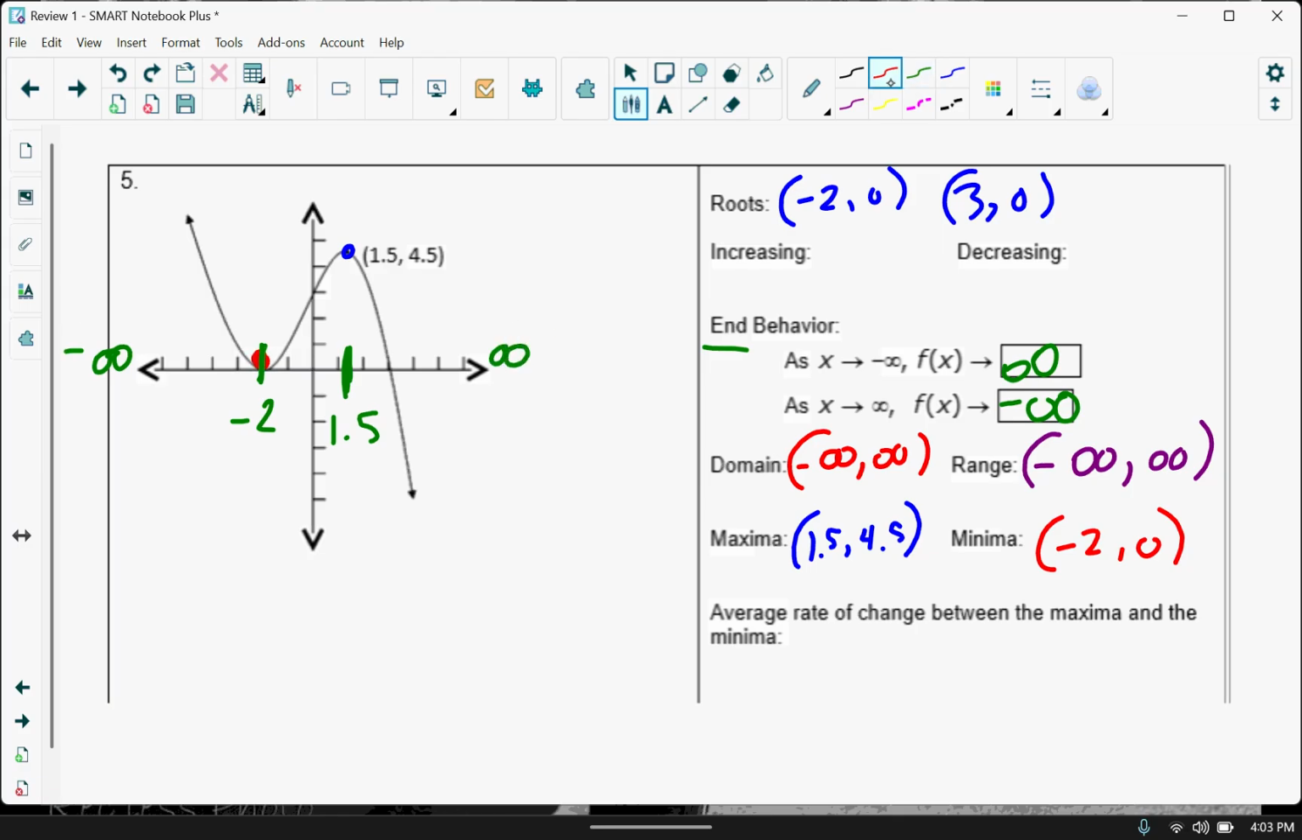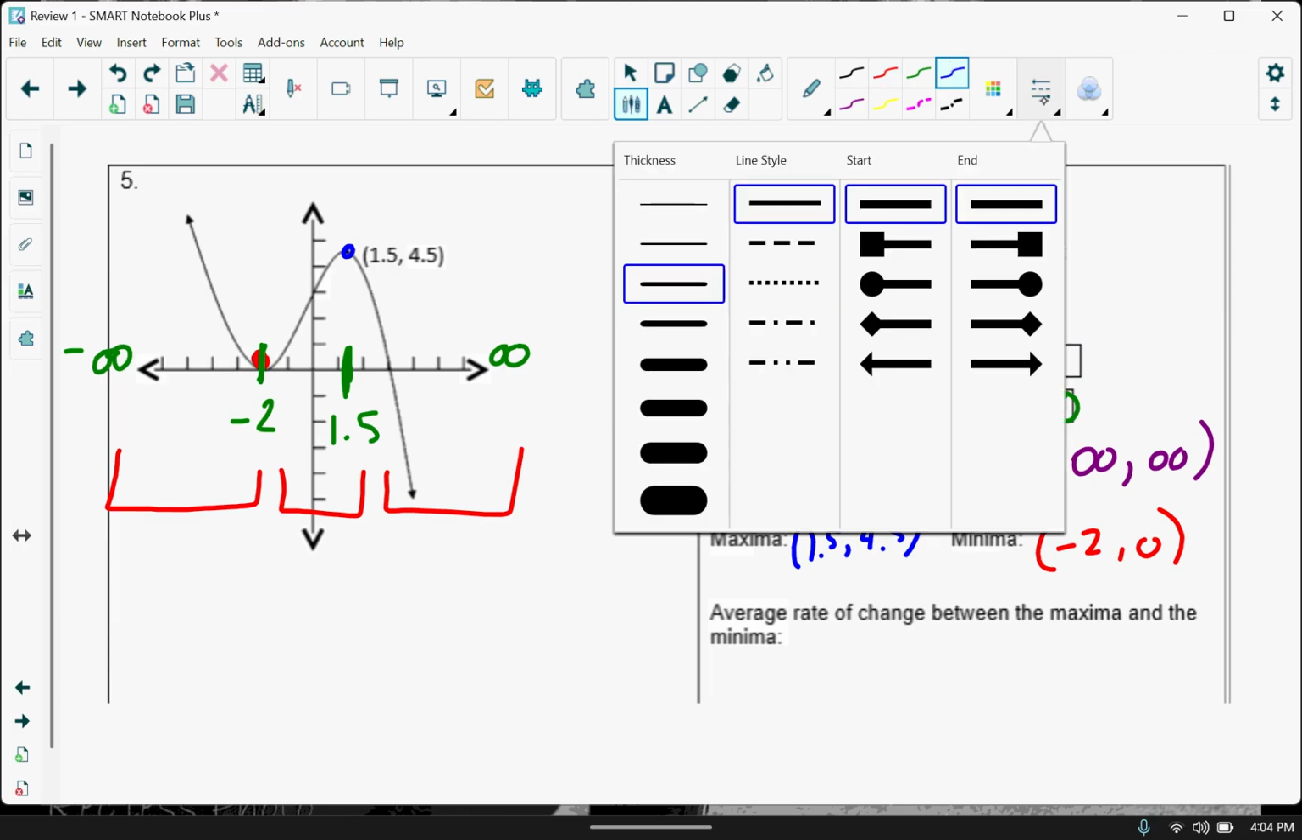So when you create your answers, you just go from the first number to the next number. So the first set is going to go from negative infinity to negative 2. Then we're going to go from negative 2 to 1.5. Then we're going to go from 1.5 to infinity. That's why it's important to mark this graph up. Now we just have to figure out what the graph is doing, if it's going up or down.